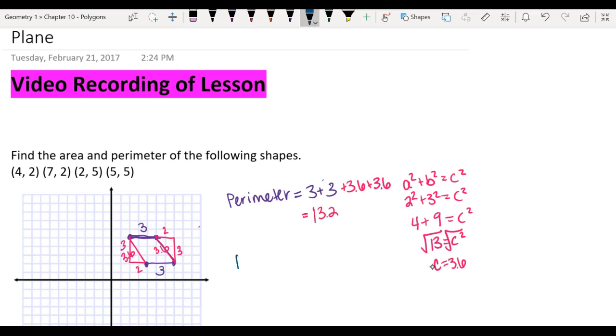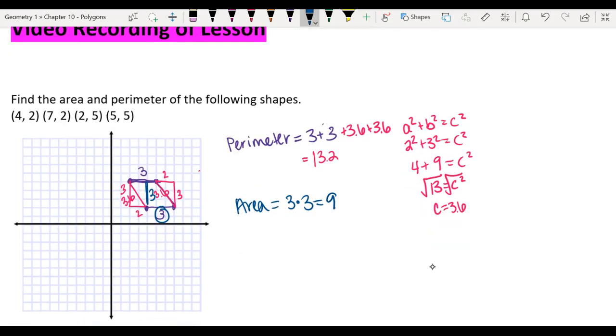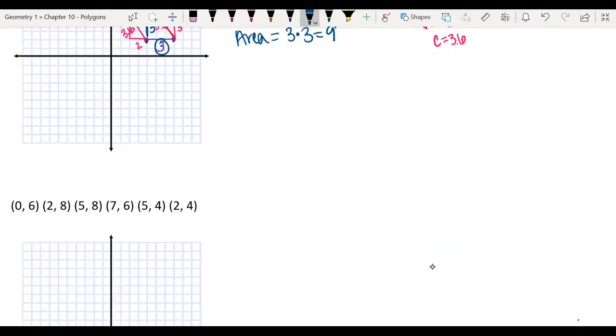Then you also need to find your area today. The area of this, which would be a parallelogram, is base times height. Your height of this is 3, so your area would be 3 times 3, so it would be 9. Okay, so perimeter and area, make sure you're doing your IXL today, you read which one they want, because they will switch between the two.